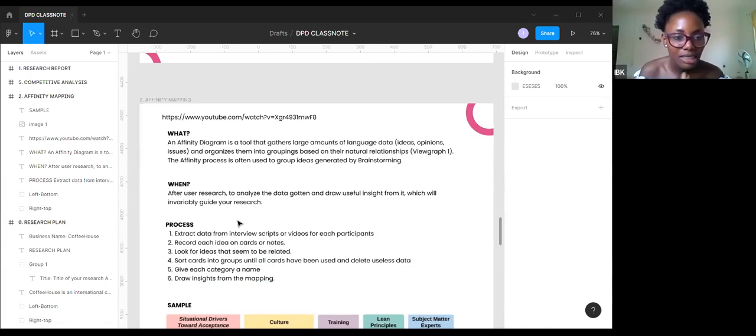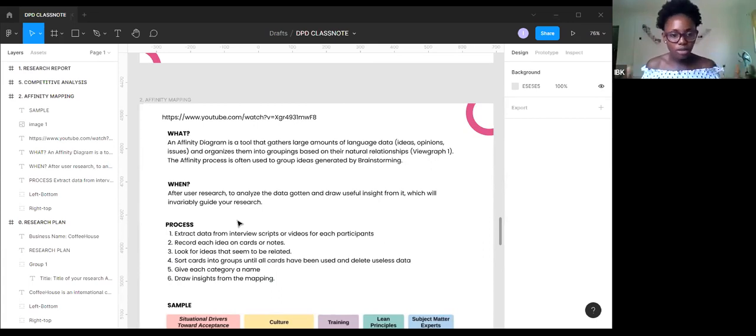It says, what is affinity mapping? An affinity diagram is a tool that gathers large amounts of language data, ideas, opinions, and issues, and organizes them into groupings based on their natural relationship. That is, if they have something in common. The affinity process is often used to group ideas generated by brainstorming. When do we use affinity mapping? After user research. So that is why we are taking affinity mapping right now in this program.